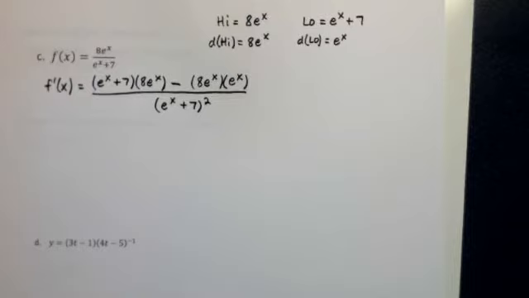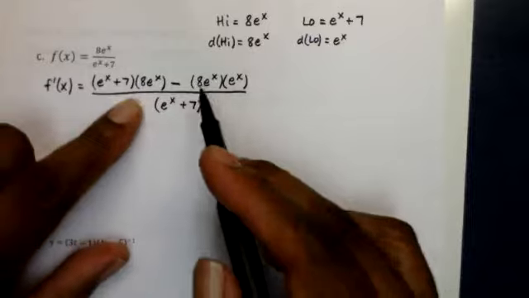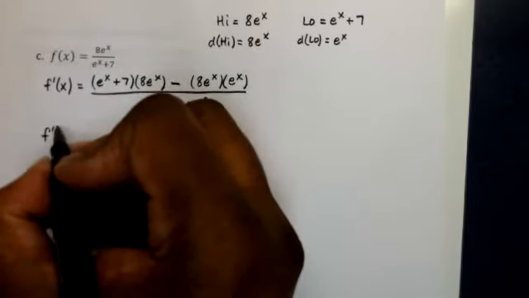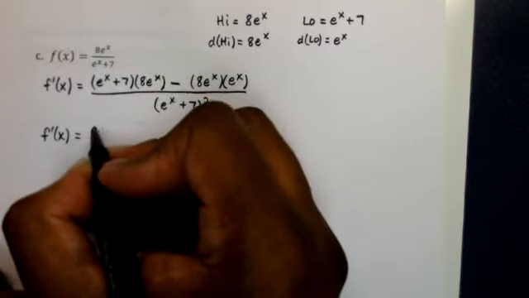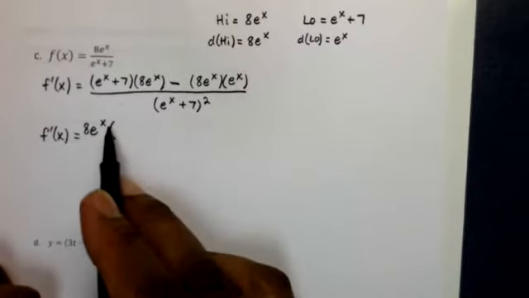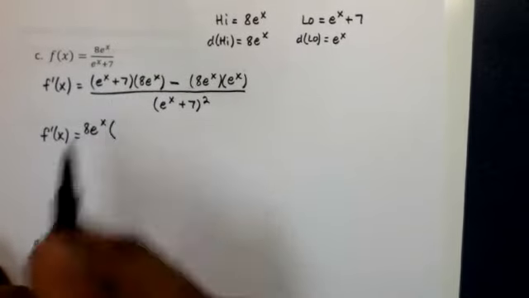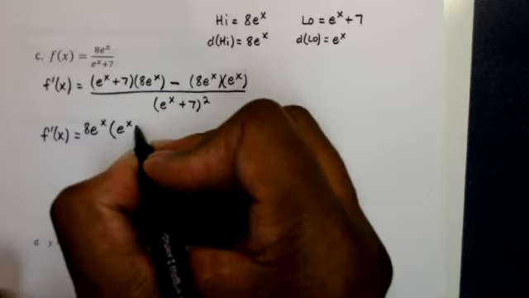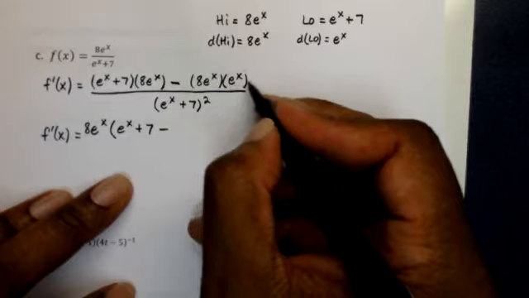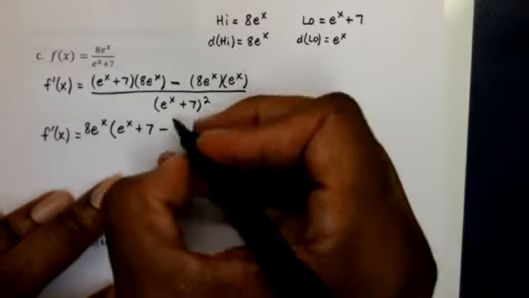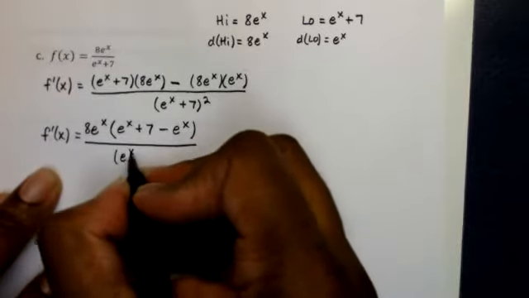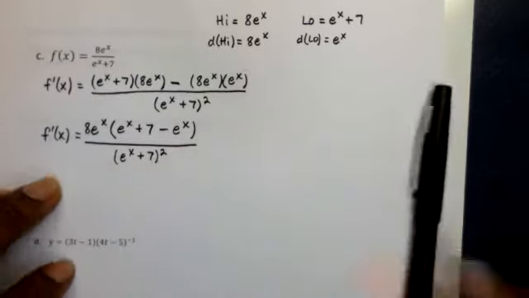All right, let's go ahead and factor out an e to the x. Better yet, let's factor out 8e to the x. That's in both of these. So f prime of x is, if I factor out 8e to the x, 8e to the x is factored out of this term. I'm left with e to the x plus 7. And then minus, if I factor out this 8e to the x here, I'll be left with e to the x, divided by e to the x plus 7 quantity squared.